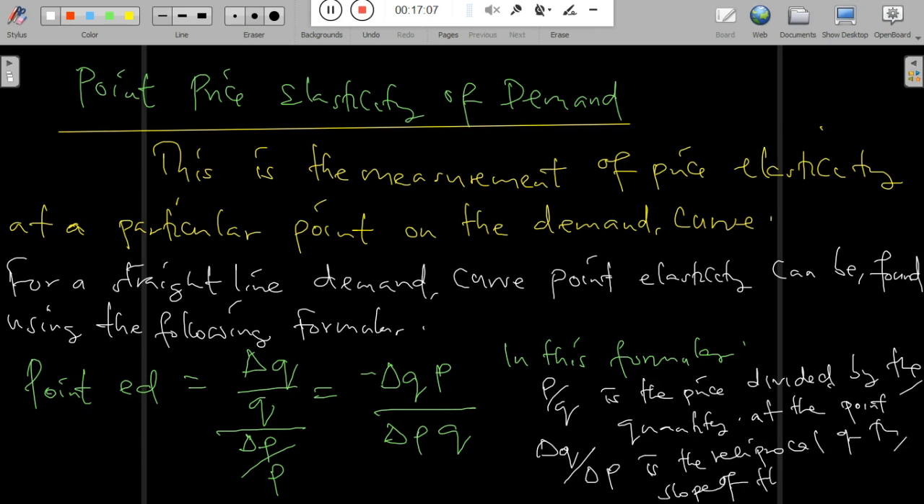So in this formula, we need to understand that P over Q is the price divided by the quantity. The P1 and the Q1 represent the initial price and quantity. And as you can observe now, the change of Q over change of P is the reciprocal of the slope of the line, and P over Q is the price divided by the quantity at the point.